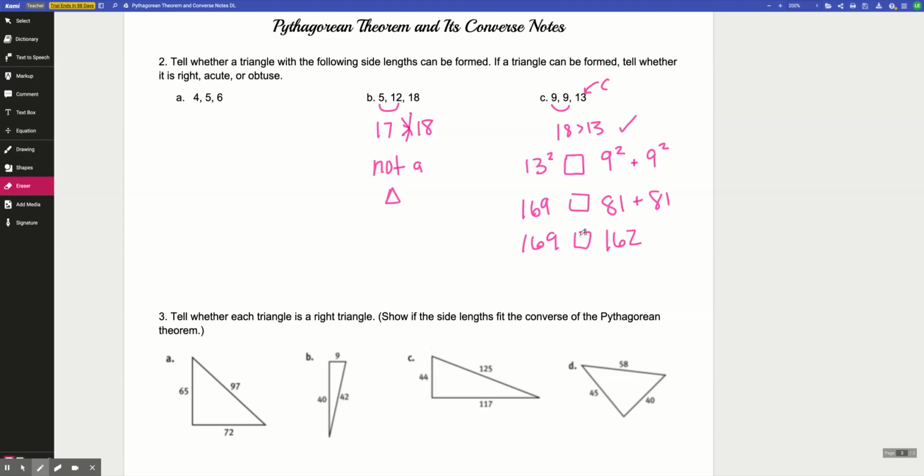So what goes in this box is a greater than symbol, right? Because 169 is greater than 162. Because that is true, this is an obtuse triangle.